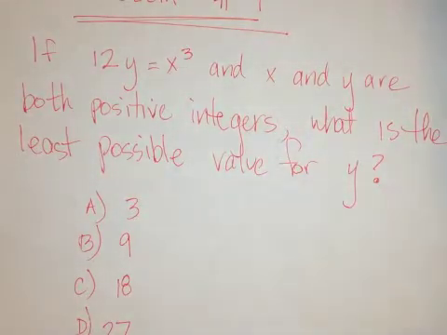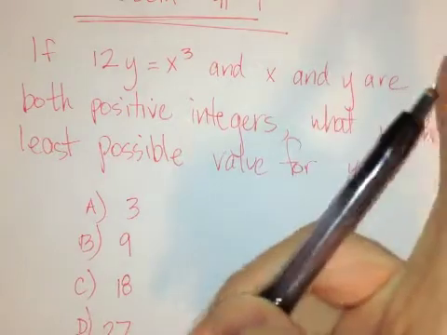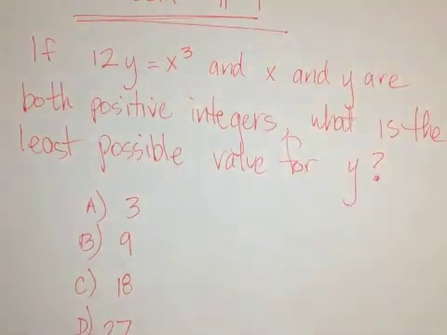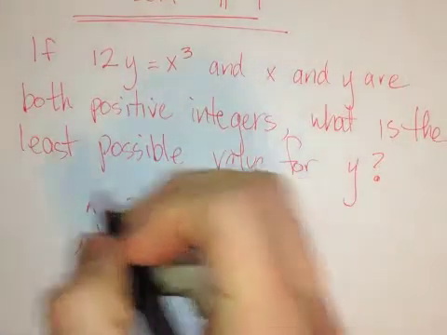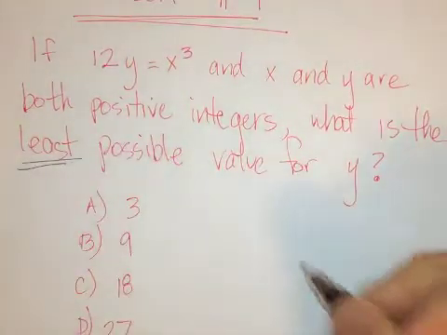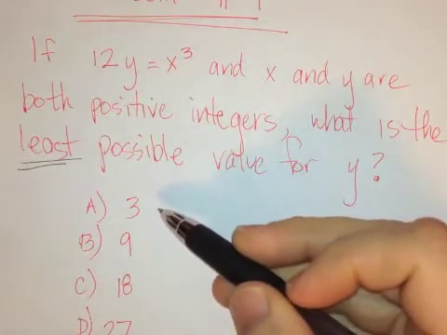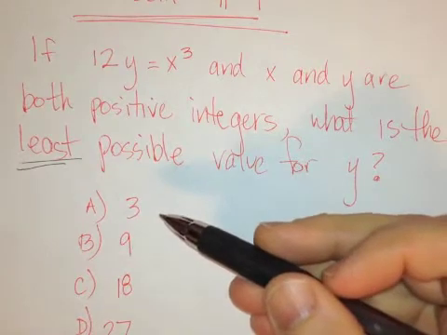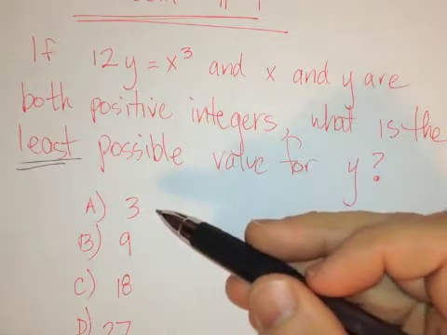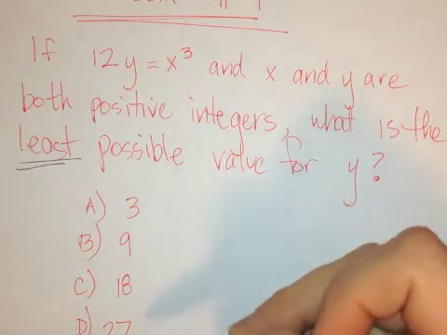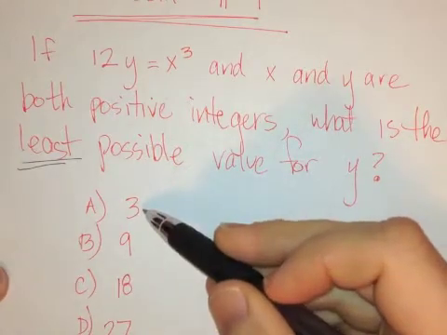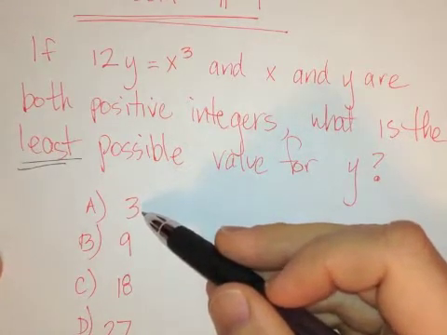This is a great time to use the answer choices and plug them back in to see what works. Because it says least, we're going to start with the smallest number. And if it works, great. We'll know we have our answer. If it doesn't, we'll just keep moving down the list until we find one. So first, let's try and see if 3 works.